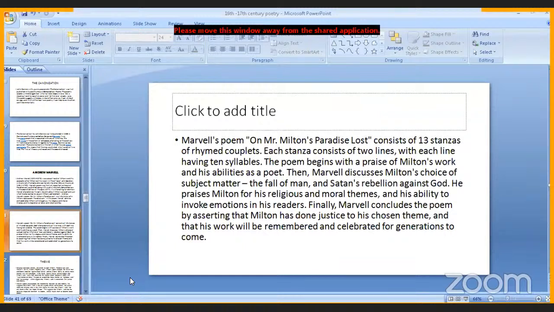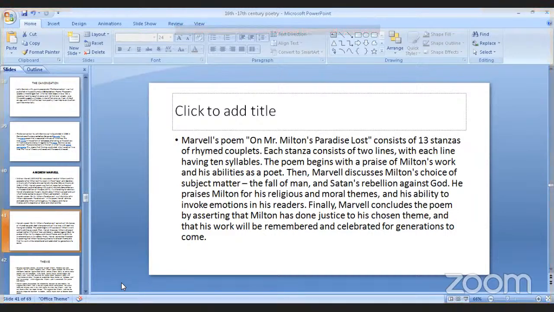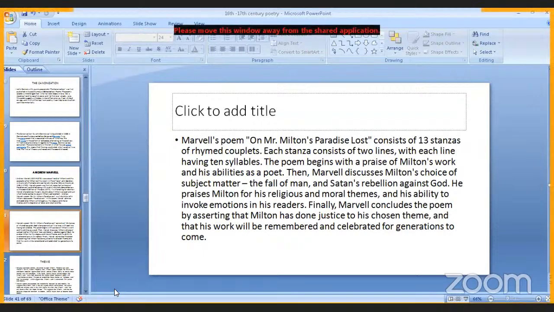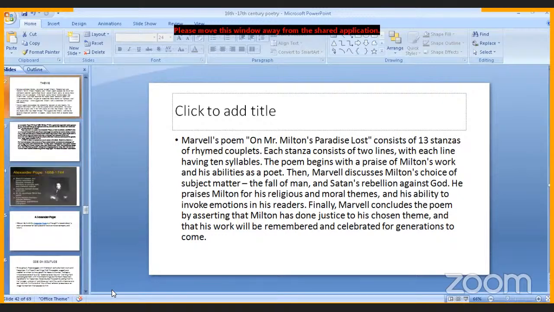Now, this poem consists of 13 stanzas of rhymed couplets, and each stanza consists of 2 lines, with each line having 10 syllables. The poem begins with a praise of Milton's work and his abilities as a poet. Then he discusses Milton's choice of subject matter, the fall of man, Satan's rebellion against God. He praises Milton for his religious and moral themes and his ability to invoke emotions in his readers. Finally, Marvell concludes the poem by asserting that Milton has done justice to his chosen theme and that his work will be remembered and celebrated for generations to come.